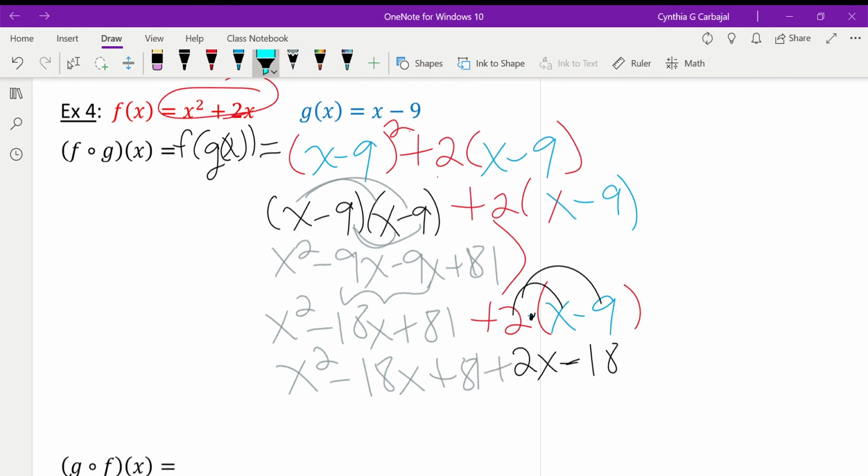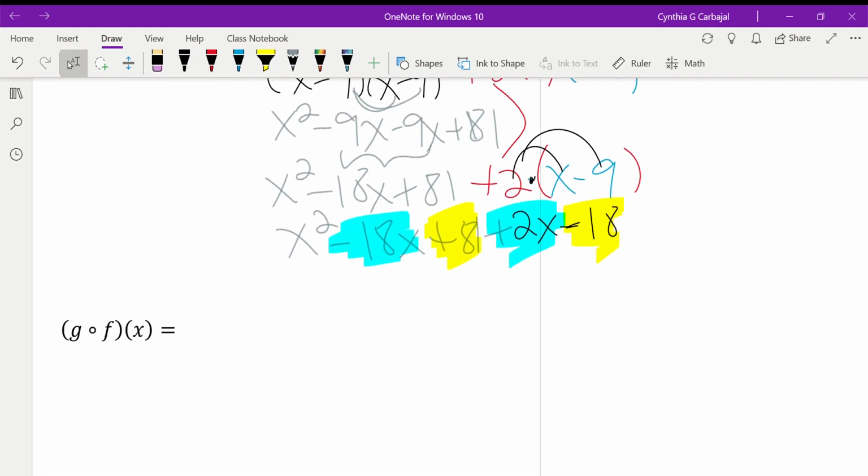So I'm looking, is there another x squared? No. Is there x's? Yes. This one has a negative 18x and this is a 2x. Both of those are like terms, so those will combine. And then I have a regular number, 81 here, and negative 18. So those will combine.